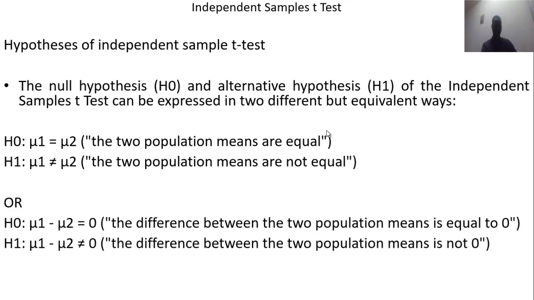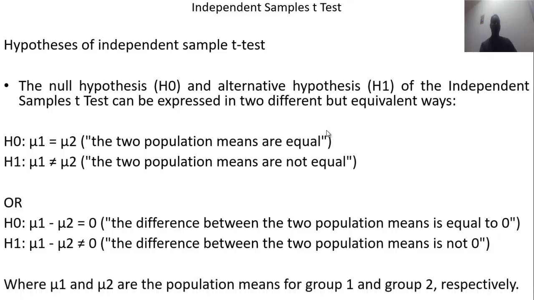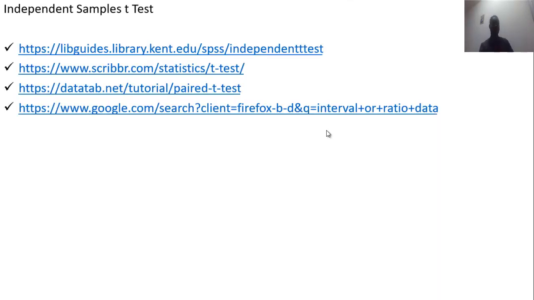Or the expression can be put in different ways. The null hypothesis is that the difference between the two population means is equal to 0, and the alternate hypothesis is that the difference between the two population means is not 0, where mu1 and mu2 are the population means for group 1 and group 2. That is what I have said, in a symbolic expression.